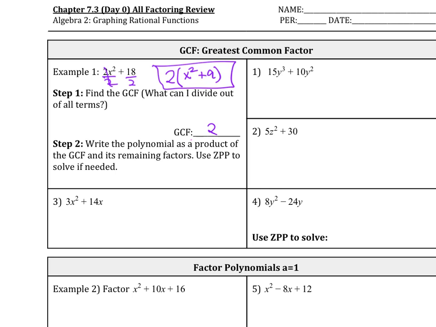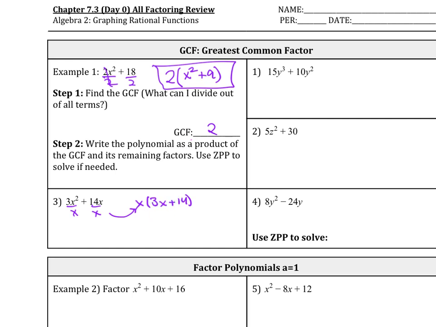So in this case, there is no number that is common with the 3 and the 14, but I do see that there is a variable I can divide out. And so x, and we're left with 3x plus 14. Again, really important to put that x in front, because number 1, this is a quadratic. If you don't put the x in front, then you're making a linear equation, which is something different.